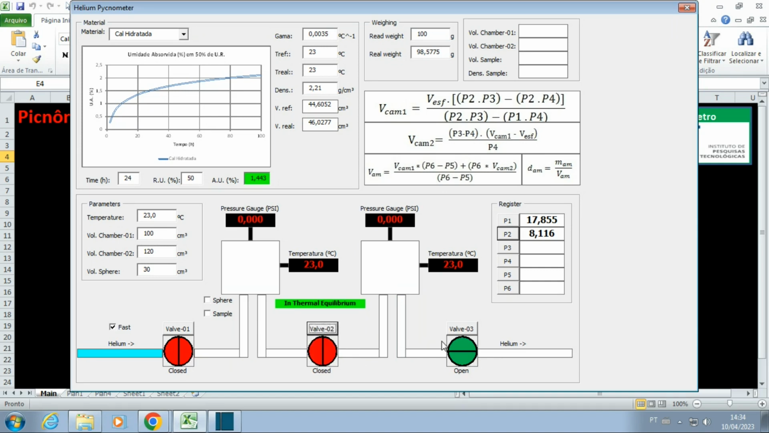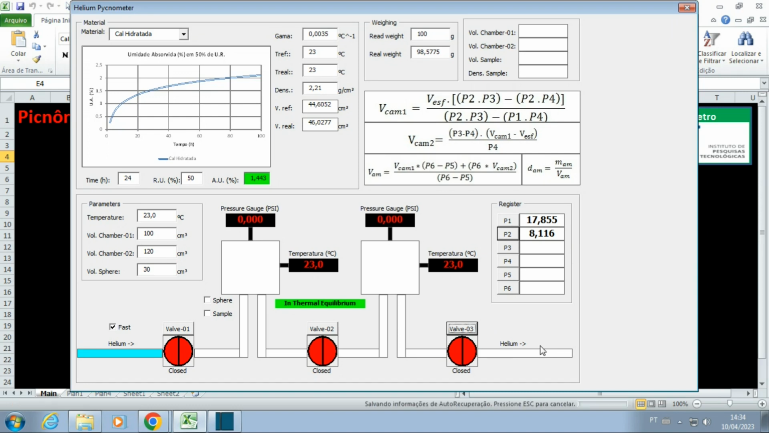Using the general gas equation in a simplified way we have: pressure 1 multiplied by the volume of chamber 1 is equal to pressure 2 multiplied by the volume of chamber 1 plus the volume of chamber 2. Here we have our first equation: P1 V1 equals P2 times (V1 plus V2). Then all the gas is released out of the equipment.